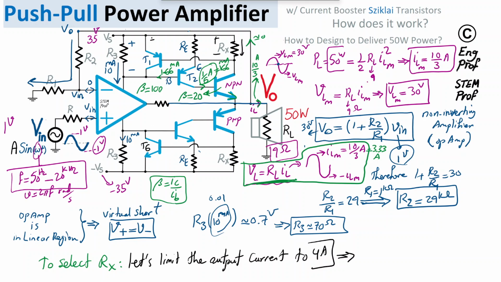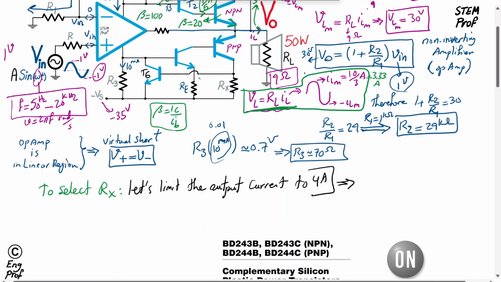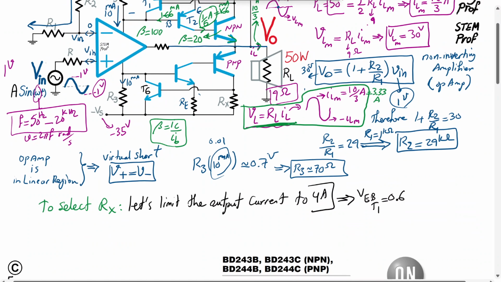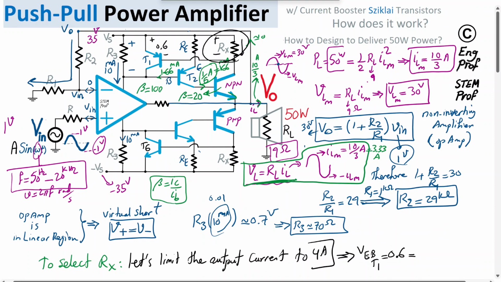To start turning on, we need an emitter-base voltage of roughly 0.6 volt. Basically start turning on, not fully turn on. So what I can say is the emitter-base voltage of T1, set it to 0.6. It's a PNP BJT, and a pretty low current one. That 0.6 needs to be equal to Rx times the limit of current, which is 4 amp.